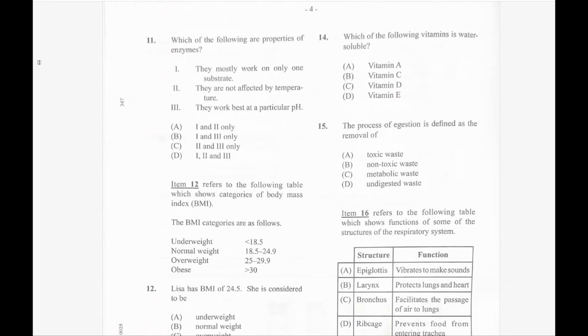Moving on to question 11. Which of the following are properties of enzymes? They mostly work on only one substrate. Yes. They are not affected by temperature. That's not true. They work best at a particular pH. Yes, so we're looking for 1 and 3. So that makes 11 B.